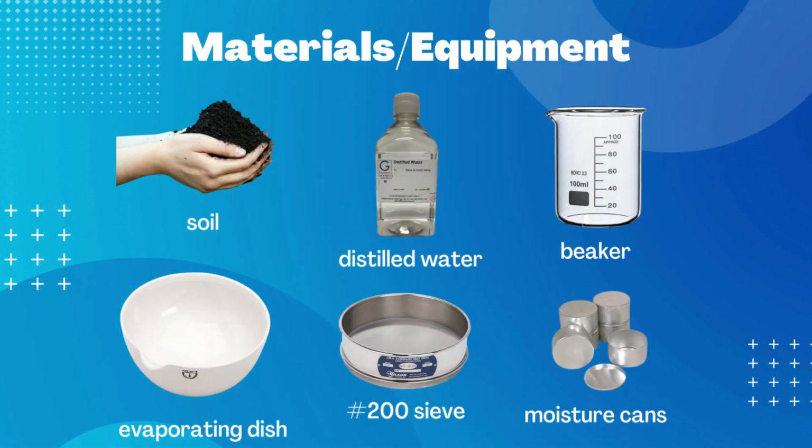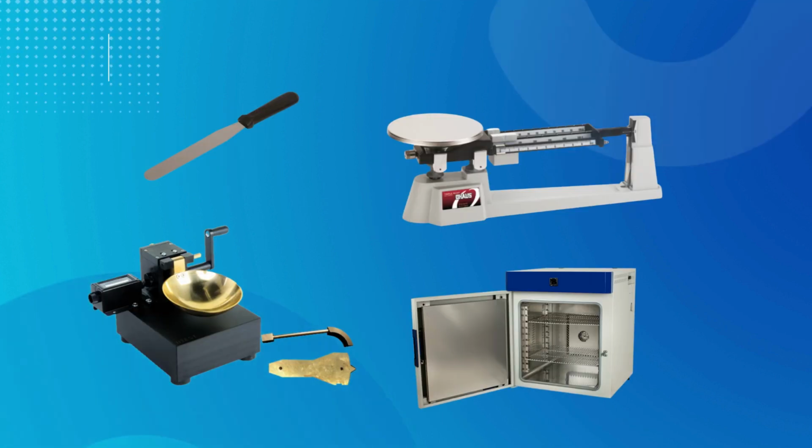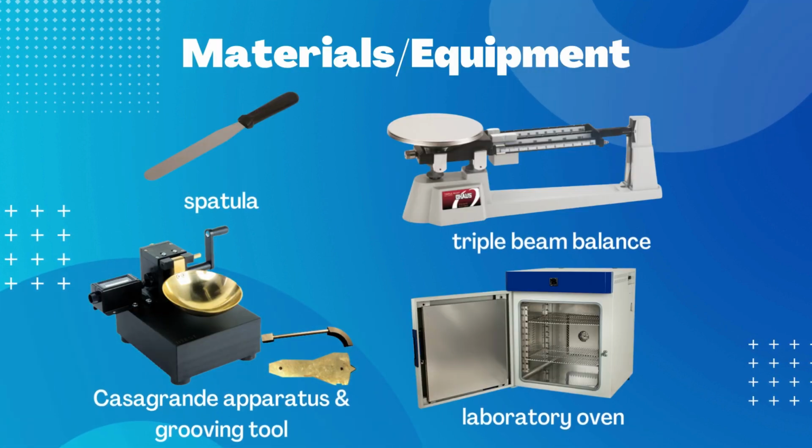The materials and laboratory equipment to be used are soil, water, beaker, evaporating dish, number 40 sieve, moisture can, spatula, Casagrande apparatus, grooving tool, triple beam balance, and drying oven.